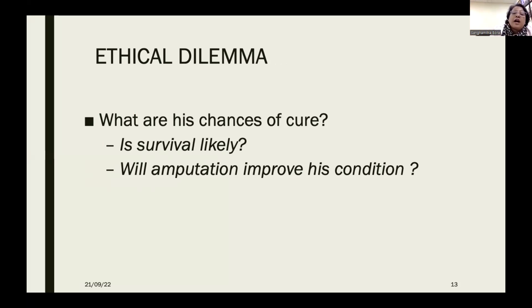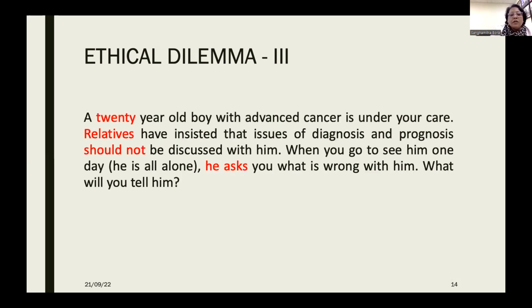So we need to justify how we are going to convert our thoughts, or give this particular bad news to the patient, that going through the amputation may culminate in death. Going through the amputation may give him zero survival. Going through the amputation may not ever improve his condition. Rather, it is going to give him a more deteriorated condition, quality of life. So this is another dilemma.